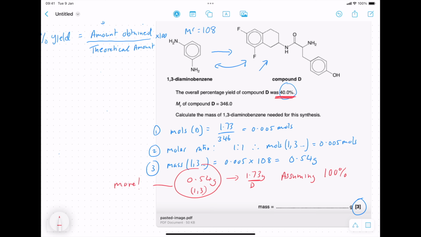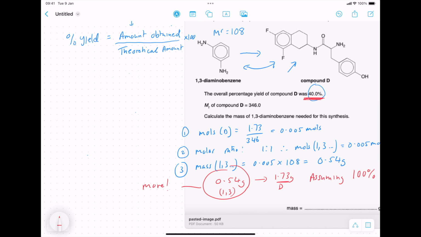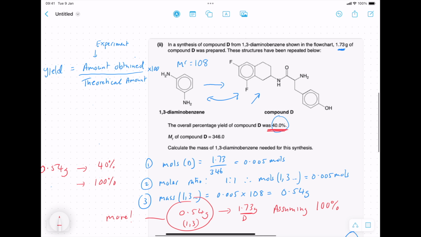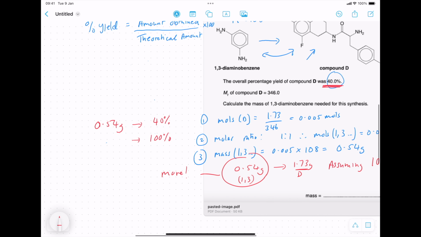So how can we work out what is actually needed to get the desired amount of 1.73 grams? Well, for this, we can just turn to a simple maths ratio, right? So we know that at present, only 40% is converting. That's the percentage yield. That's what we've been told. So 0.54 grams is generating just a 40% return, but we want to know what is needed to make 100%, i.e. the amount we want, which is 1.73 grams. So we need to find that question mark, which is to find out what 1% is.